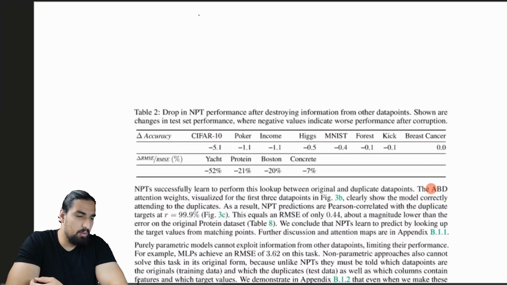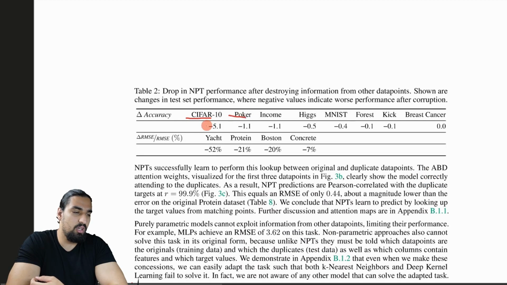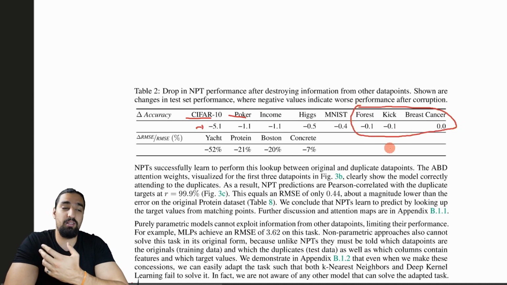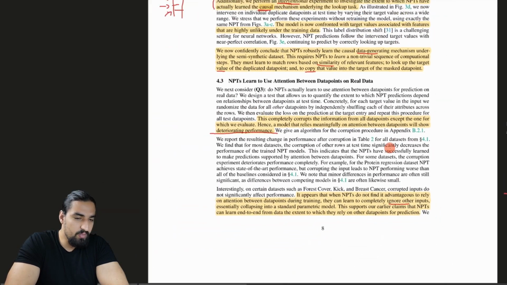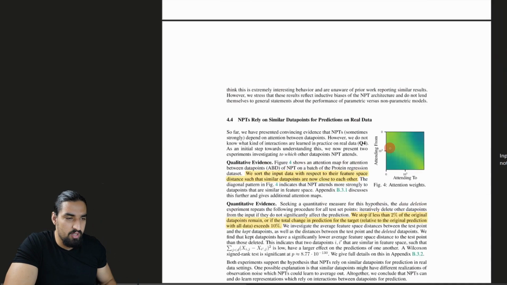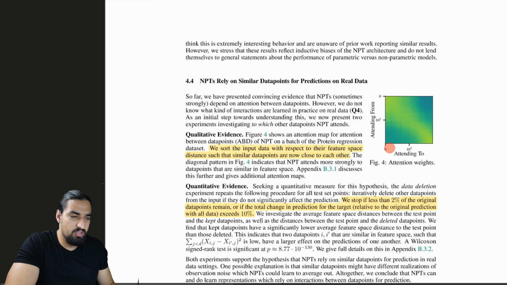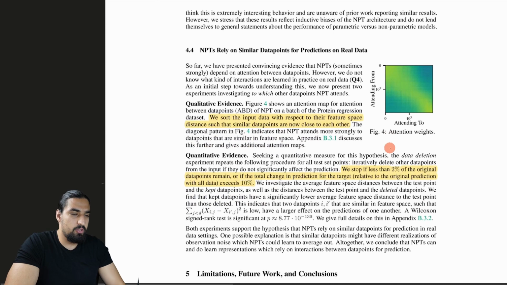Here they just have a table, a bunch of different data sets. You can see regressions here. So yeah, on certain data sets, as I just mentioned, it's not deteriorating that much because it doesn't rely on other data points that much. Okay. Having said that, let me see if we have something else interesting. And yeah, this is the last part that's super interesting.